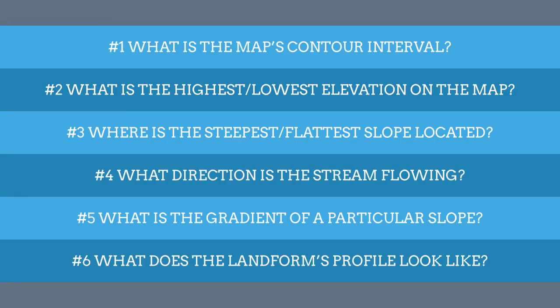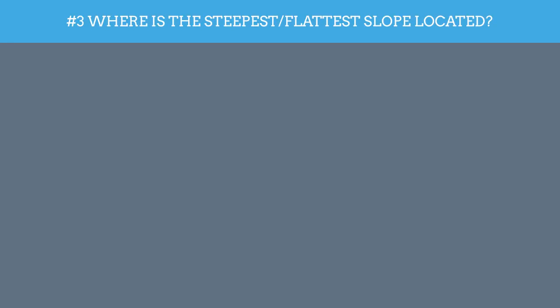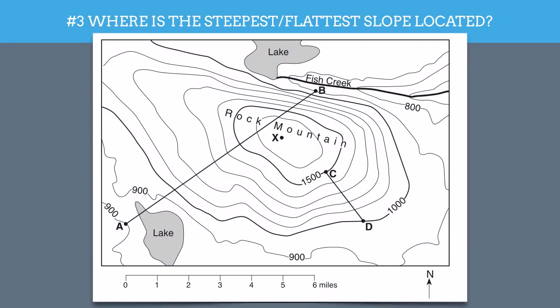But how can we find the steeper or flatter parts of a map? Well, again, let's look at Rock Mountain. This is very easy to do. Wherever your contour lines are really close together, like right in this pink area, I know I have a very steep slope. The reason is that I have a big change in elevation over a short distance, and for that to happen, you have to have a very steep vertical slope.